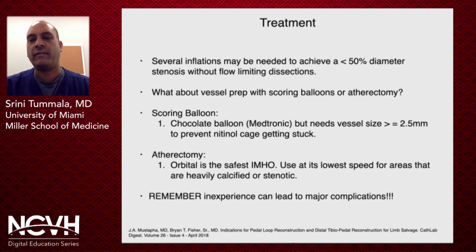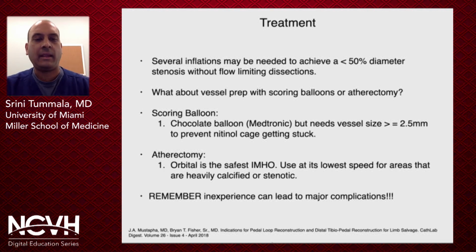And you typically want a vessel size that's about 2.5 millimeters or larger, because otherwise, if it's smaller than that, the nitinol cage can get stuck. And that can cause a lot of problems if you're trying to take it out. You can damage the vessels significantly. And even after you do the angioplasty, it can still get stuck. So you want to be very, very careful when using scoring balloons below the ankle.